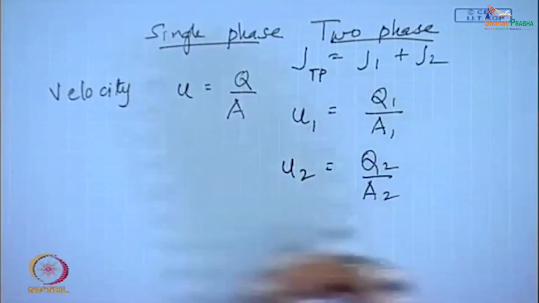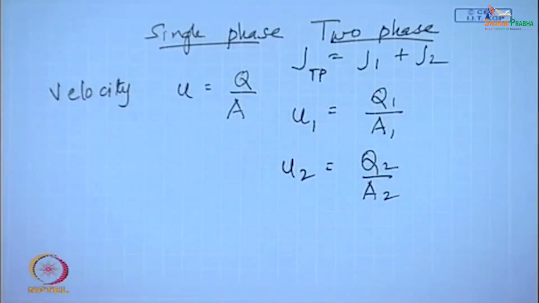Now, remember one thing, it is very difficult to measure this A 1, A 2. It is not very easy, because, as I had discussed in the last class, how much of the cross sectional area will be occupied by phase 1, how much of it will be occupied by phase 2, that depends upon the interfacial distribution, their density, their other physical properties, and so on and so forth.